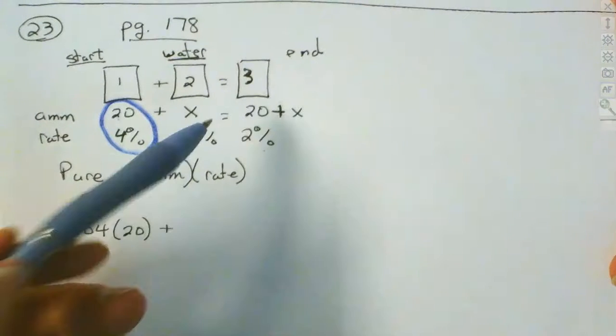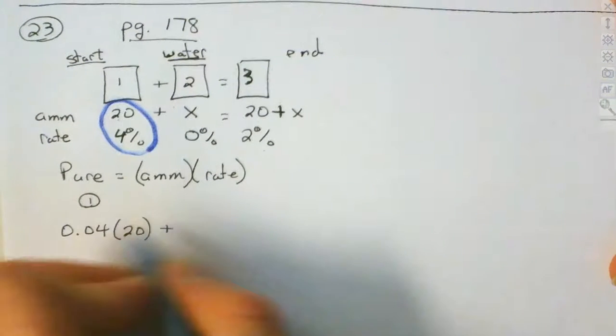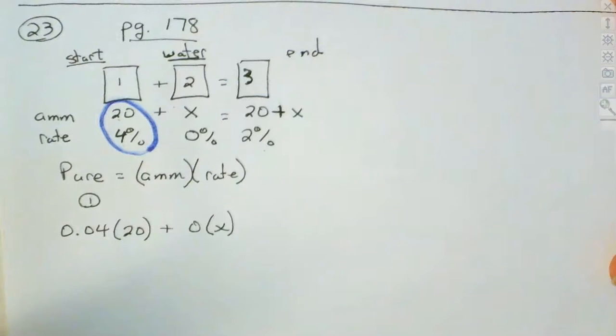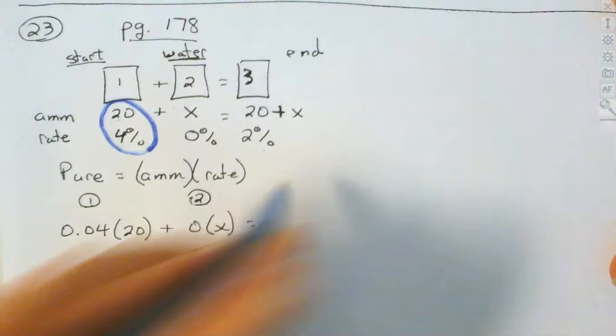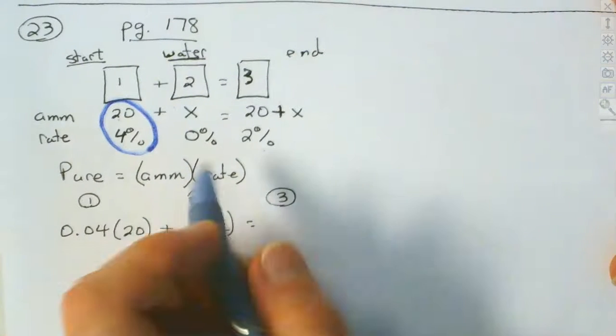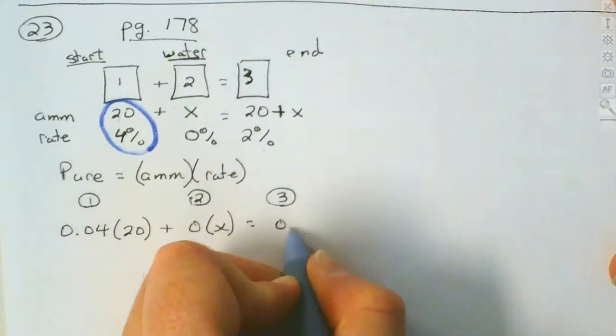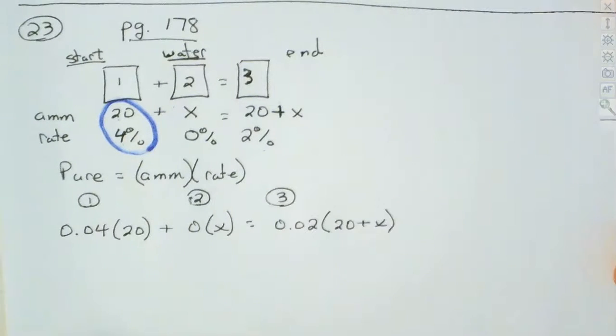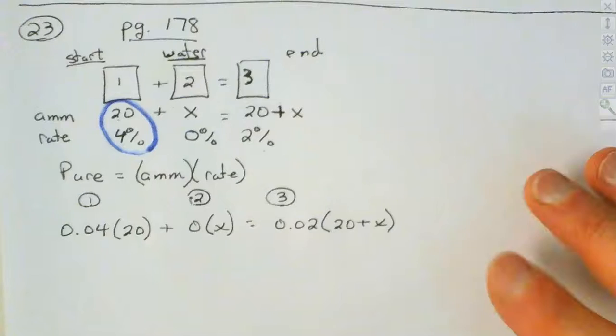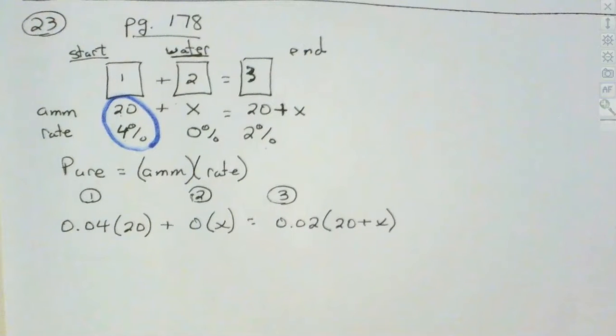What about the next one? Multiplying those together. Well, it's 0 times X. And what about the third one on the other side? Well, the third one is 2%, so that's 0.02. And how much is in there? 20 plus X. Okay, so this is what we've got. Now, we should be able to find out X, and X is going to be how much water I have to add in. So let's go ahead and calculate this out.